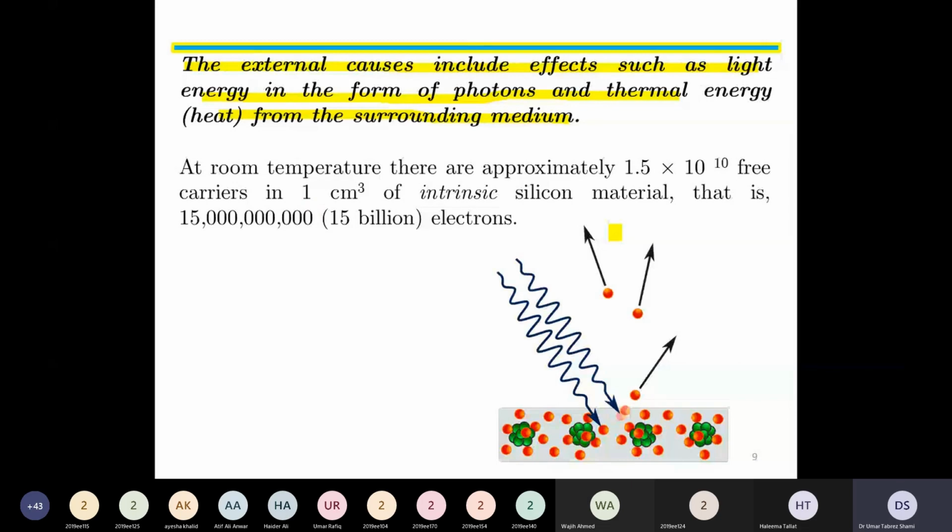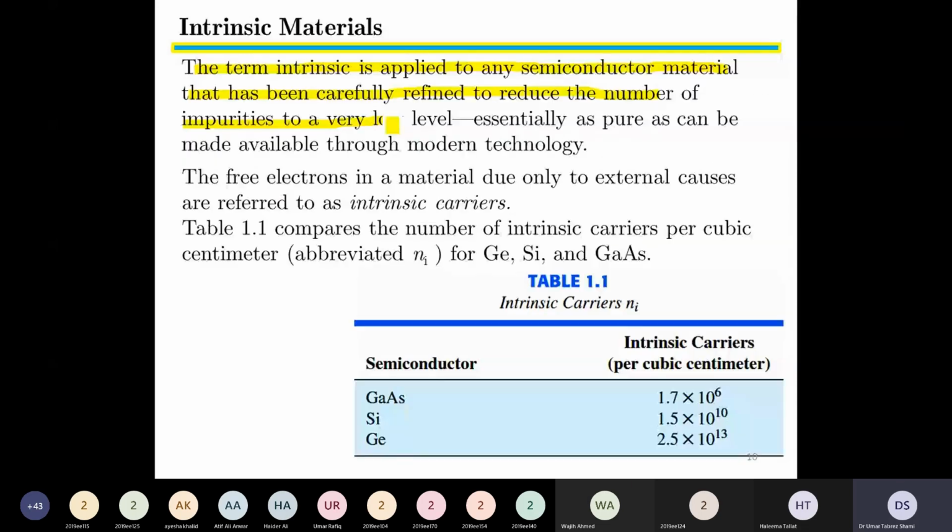After the covalent bonding comes the intrinsic material. Intrinsic material is semiconductor material from which we have removed the impurities, essentially as pure as can be made available through modern technology. We cannot get 100% intrinsic material. Further onward, the free electrons in a material due only to external causes are referred to as intrinsic carriers. So these were the intrinsic carriers.